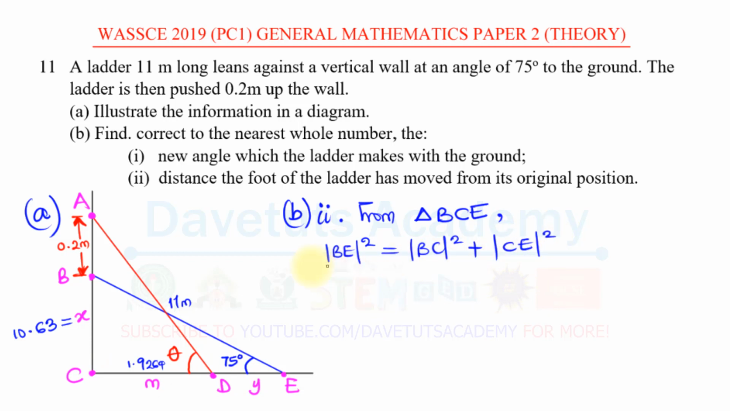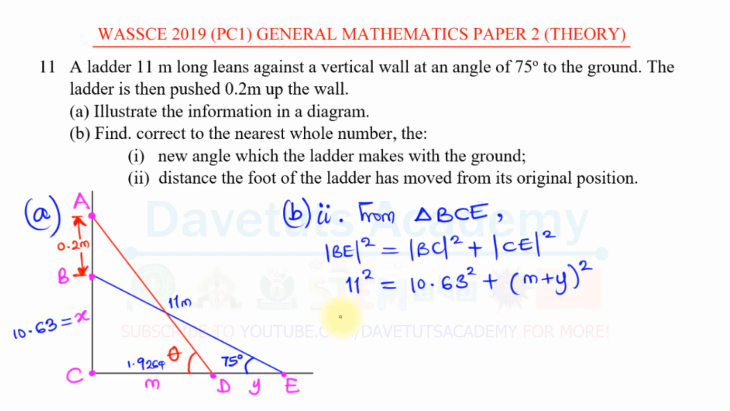Having defined that from Pythagoras theorem, what's our BE? BE is 11 raised to power 2. What's our BC? BC is X, which is 10.63 raised to power 2. Now, this is the cool thing. What is our CE? CE is M plus Y. So I can just say this is M plus Y raised to power 2. But we just found the value of M. You understand? We just found the value of M.